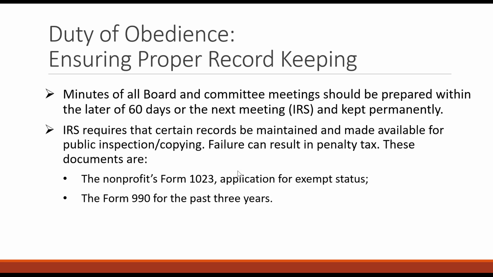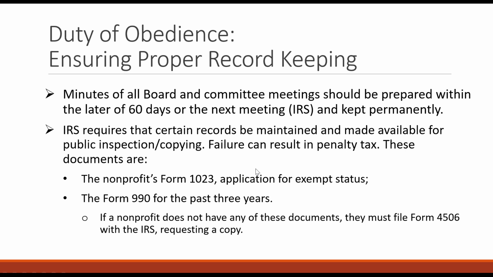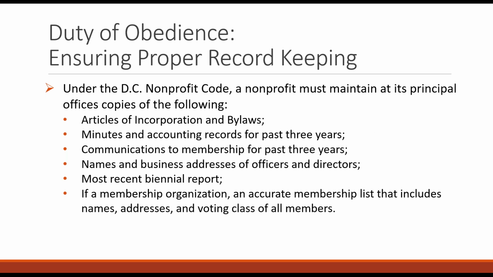There's actually some interesting nuances around how you do this. So again, we have some Law Help resources on public disclosure and nonprofit transparency that you can look at. But for now, as a board member, please just make sure that someone in your organization has thought about making your 990s and your 1023 available to the public. If you don't have these documents, there's a form you can file with the IRS to get a copy of them. And then finally, the DC Nonprofit Code has some record keeping requirements of what you need to be keeping at your principal office.